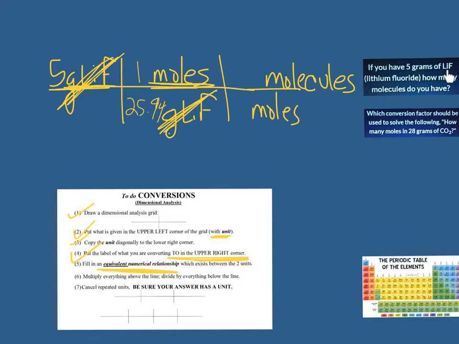It's a molecule. I know that 1 mole of anything is 6.02, I'm going to have to squeeze this in, times 10 to the 23rd of that thing. And LiF is a molecule, so I know that I can stop my calculations here. I don't need to go to atoms because they did not ask for atoms anywhere in the problem. So this is all I have to do for the setup.